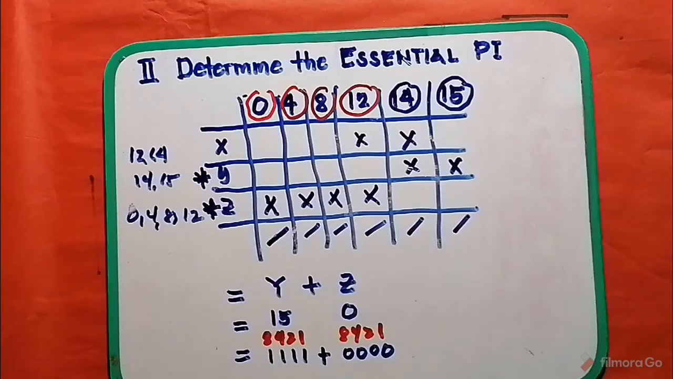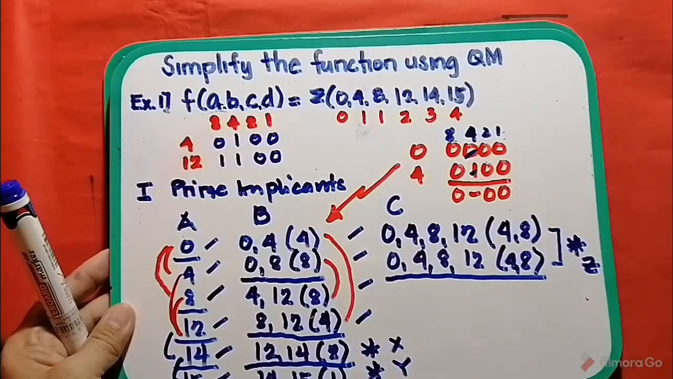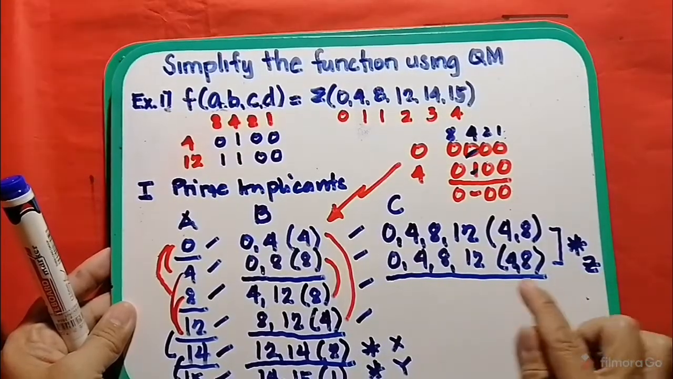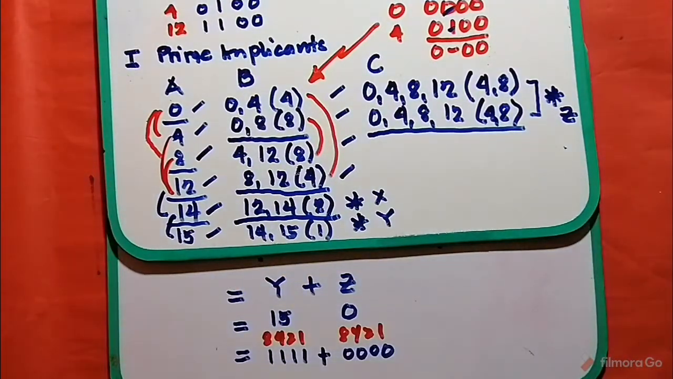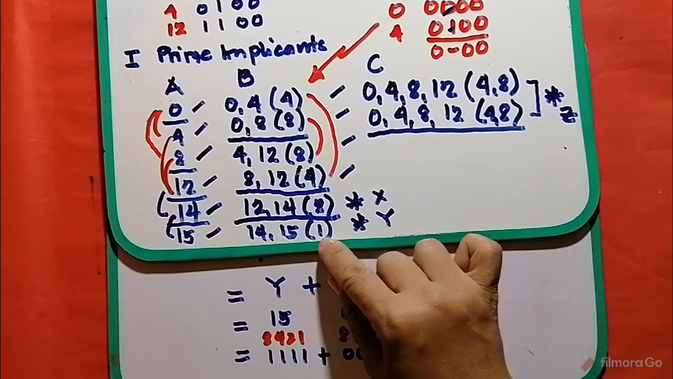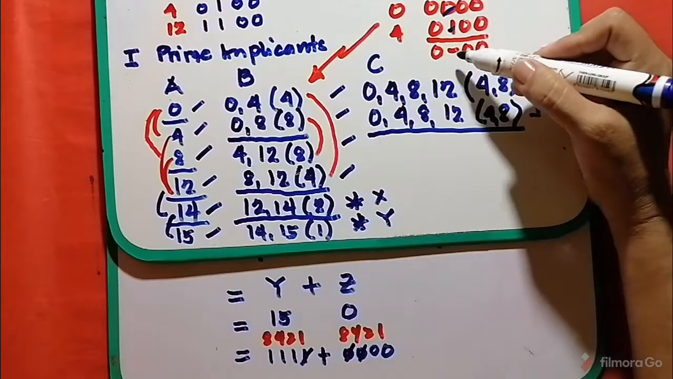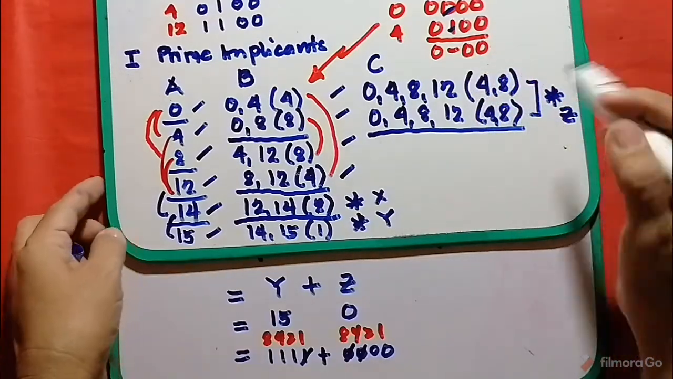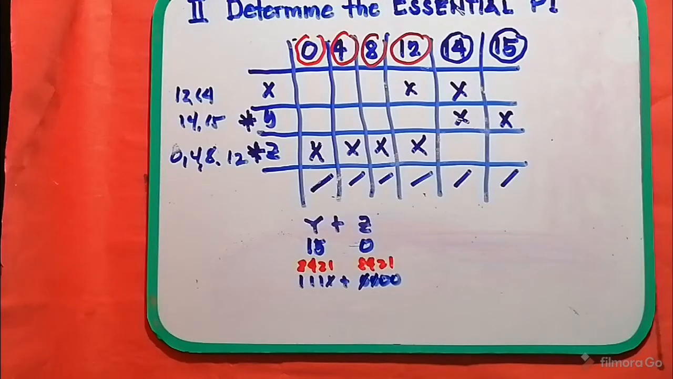Again, we go back to part 1. For part 1, your Y has a difference of 1. For Z, a difference of 4 and 8. So for Y, we have a difference of 1, meaning I'm going to cancel out the 1 in here. And for Z, we have 4, 8, 1, 2, 4, and 8. So if I'm going to associate it, this one is the difference, the hyphen. Then we now get the equivalent minterm.